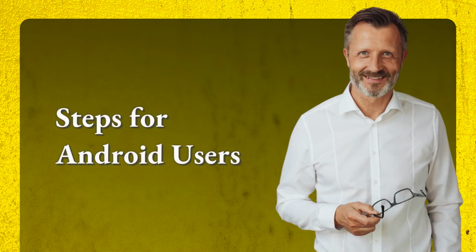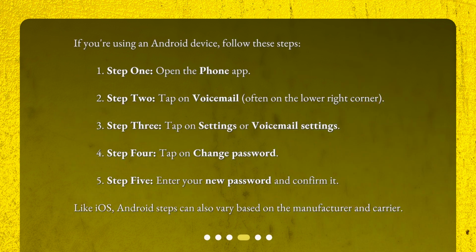Steps for Android users. If you're using an Android device, follow these steps. 1. Step 1. Open the phone app. 2. Step 2. Tap on voicemail, often on the lower right corner. 3. Step 3. Tap on settings or voicemail settings. 4. Step 4. Tap on change password. 5. Step 5. Enter your new password and confirm it. Like iOS, Android steps can also vary based on the manufacturer and carrier.